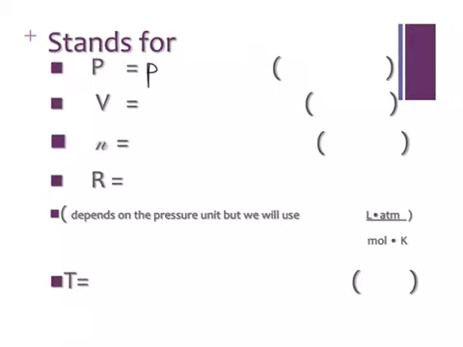P stands for pressure. Our normal unit for this is going to be atmospheres, or ATM. However, you can use other values. If you use other values on it, you're going to have to use a different value of R.